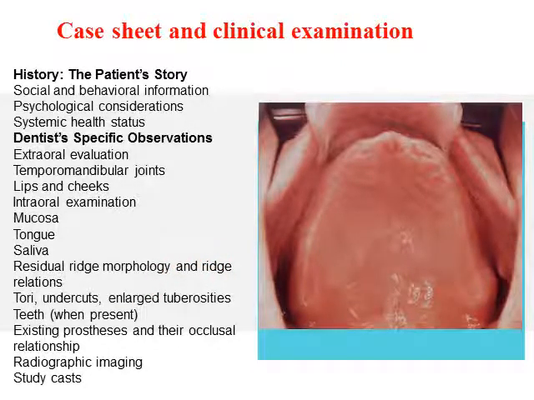The tori, the undercut, and a large tuberosity also affect the stability and extension of the denture base. It has to be checked whether it interferes with the proper path of insertion and removal of the denture, or causes excessive trauma during insertion and removal of the complete denture.